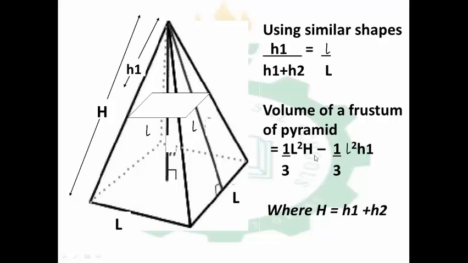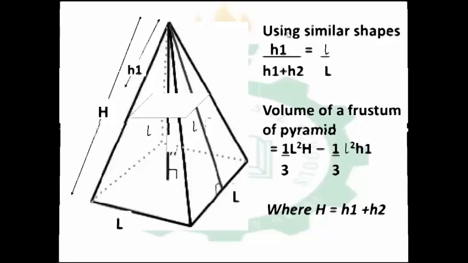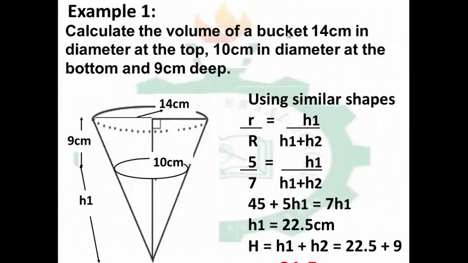Now, let's take this example. Calculate the volume of a bucket 14 centimeters in diameter at the top, 10 centimeters in diameter at the bottom, and 9 centimeters deep.